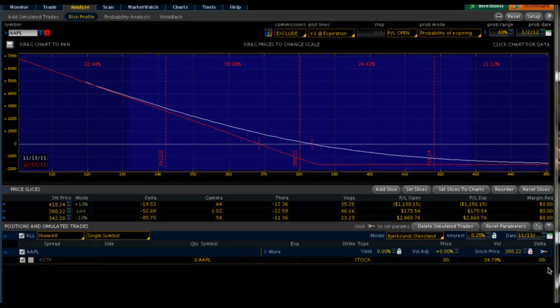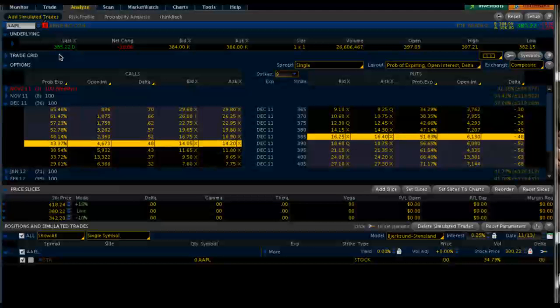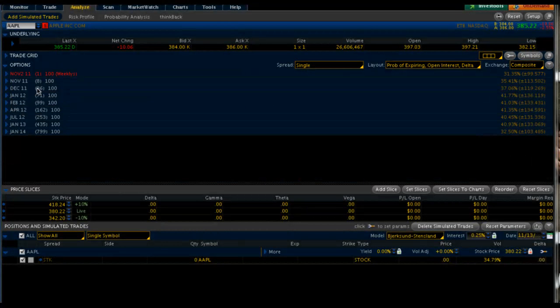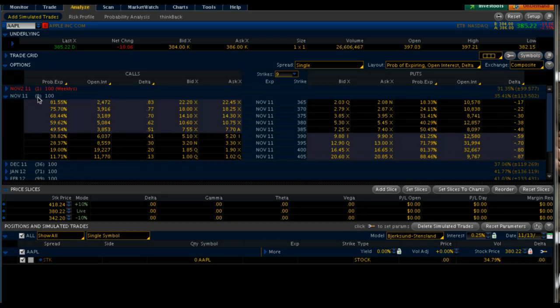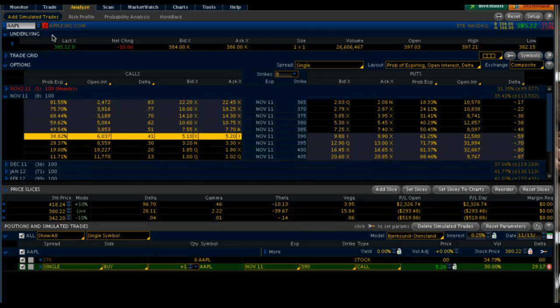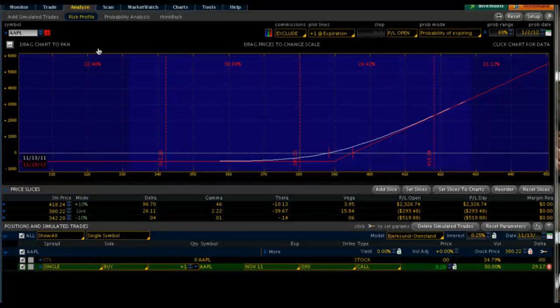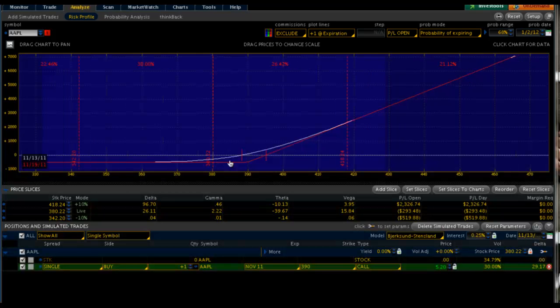You can day trade this stuff as well. If you want to day trade, you want to go to a shorter time frame. Let's say November on the 8th. And let's say you want to buy Apple. You go to your risk profile. So now you want to buy Apple.